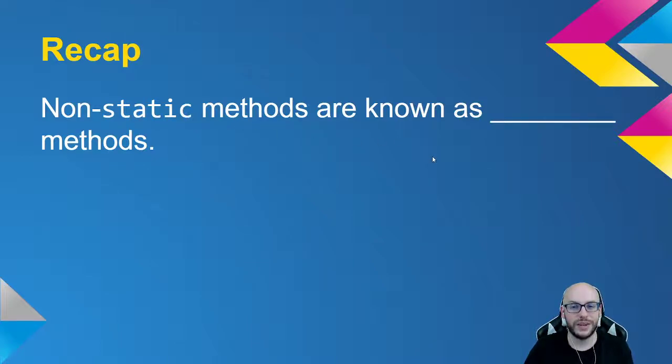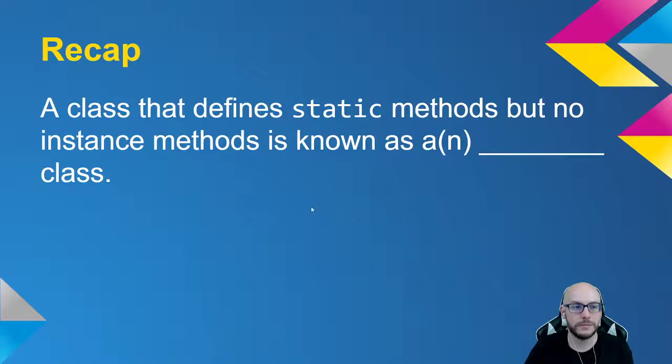Non-static methods are also known as instance methods. I would accept object methods since the word instance is synonymous with object, right? Non-static methods, you do need an implicit parameter. In order to call those dog methods that we made, we had to create a dog. In order to call string methods or scanner methods, you've got to have a string or scanner. You've got to have an implicit parameter, an object or an instance of that class. A class that defines static methods but no instance methods is known as a utility class. The Math class is a good example of this, and we'll learn a couple others throughout the year.